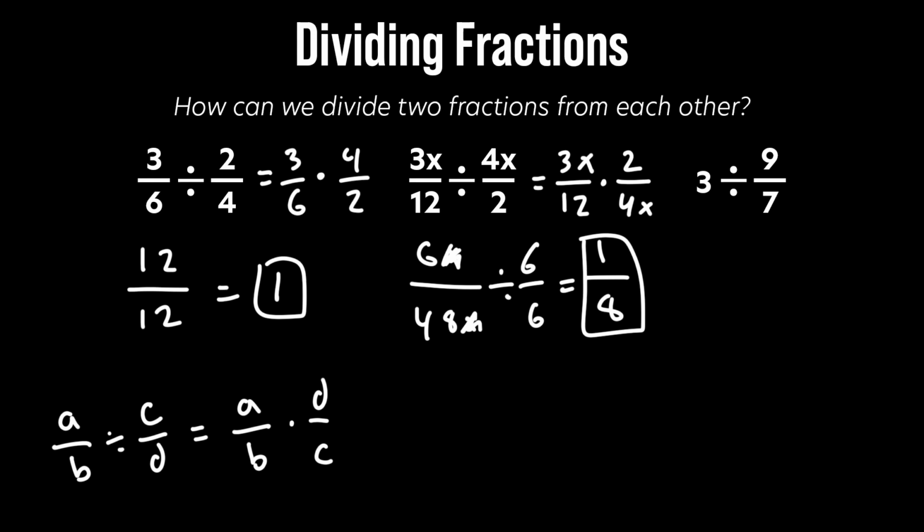We have a whole number and a fraction. Now we can think of this whole number as a fraction, so 3 over 1, and then we can apply the same property. So 3 over 1 multiplied by, flip the 9 and the 7, and multiply across. So we would get 21 over 9. So that would be our answer.